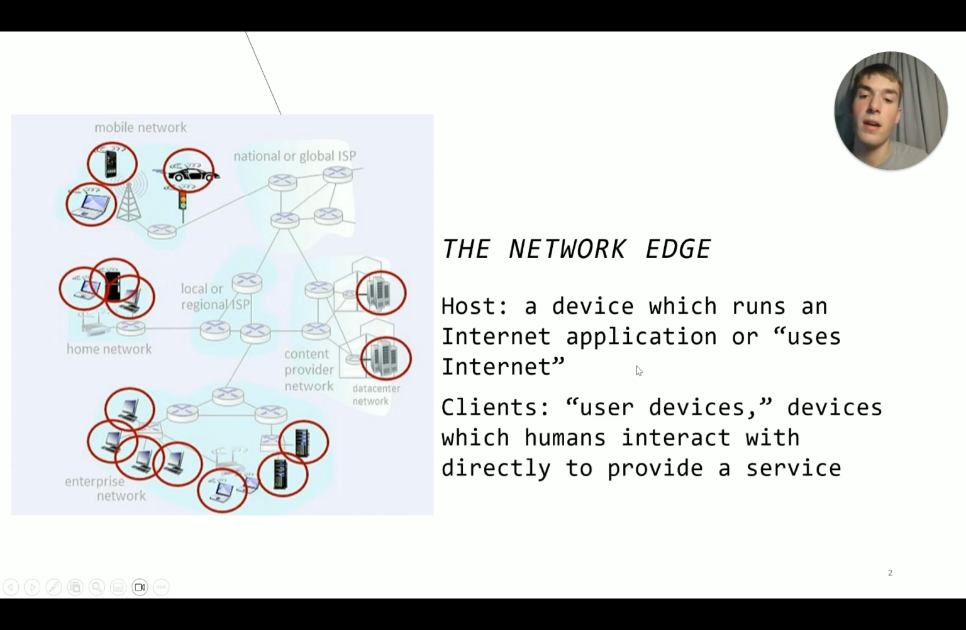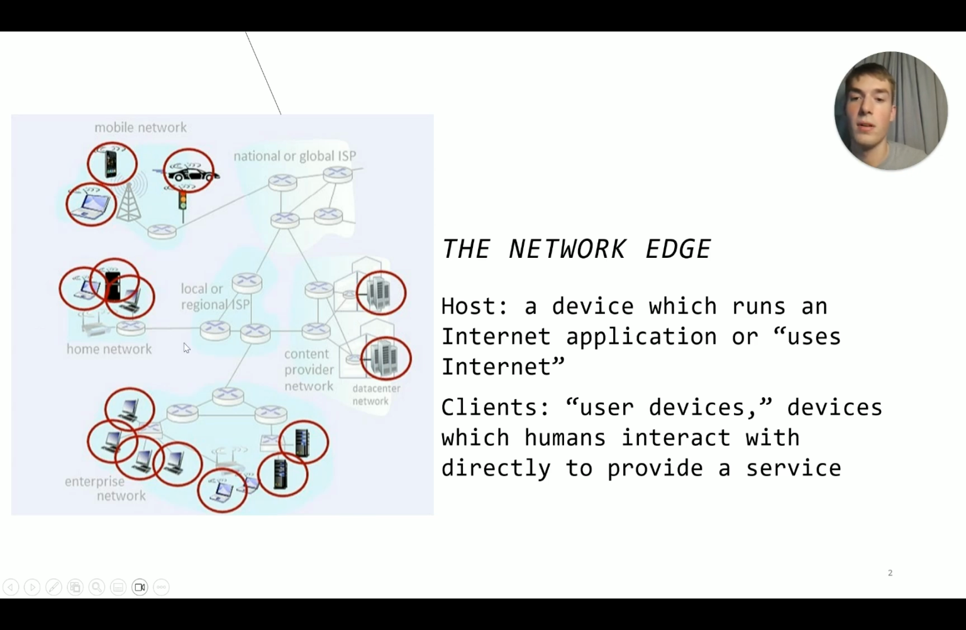We have clients, and these are the user devices of the internet. These are what a human being is going most likely to interact directly with in order to use the internet. And they're going to provide a service to that user. And so some examples of network devices, these desktops down here, these are clients because they enable a human being to use the internet in a way that is meaningful to them. Similarly, we have laptops down here.